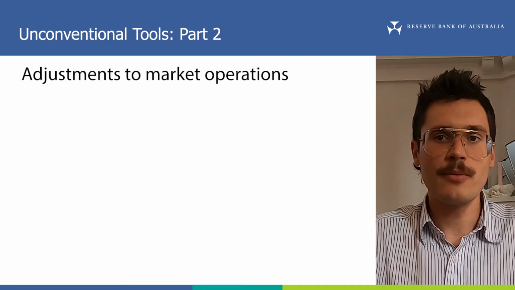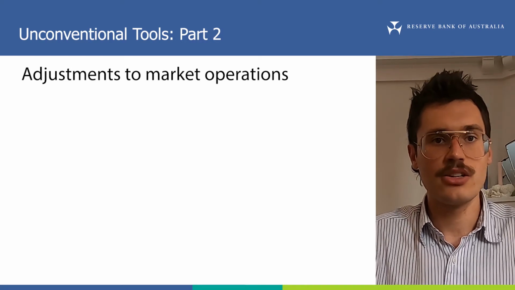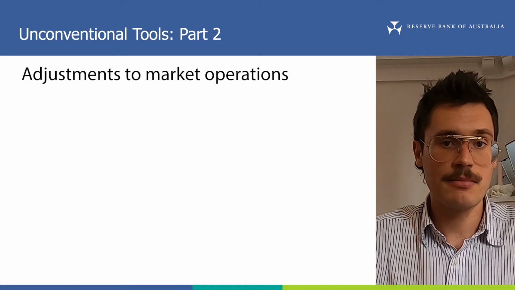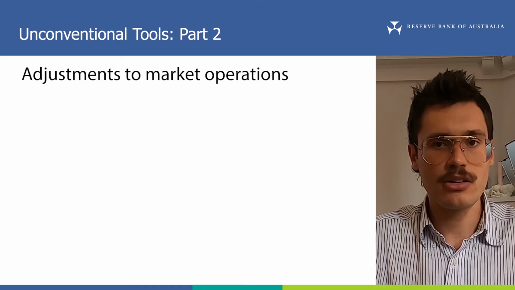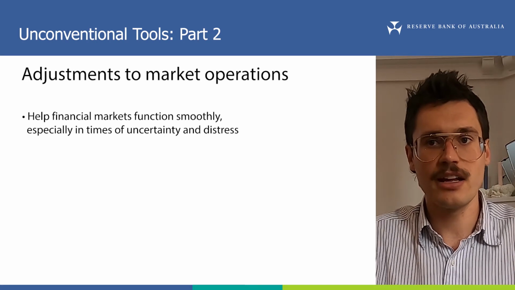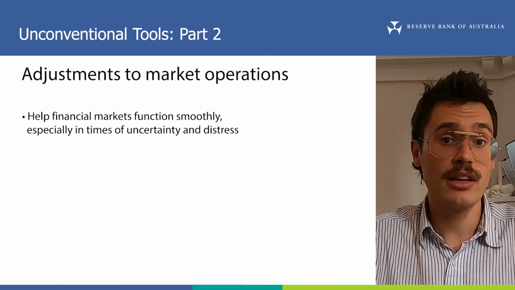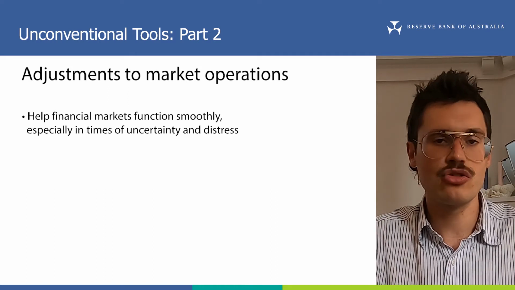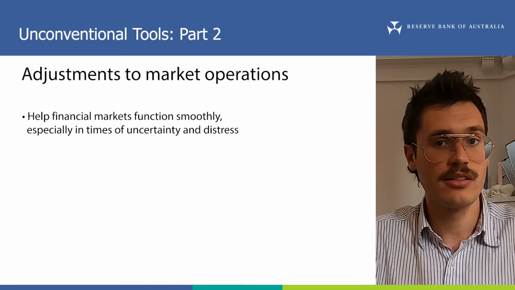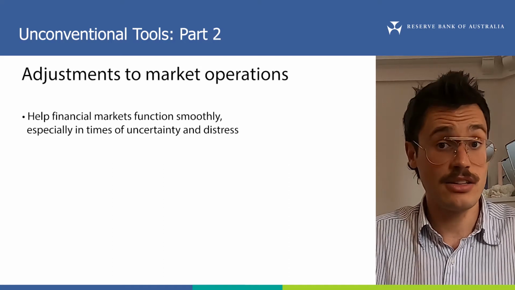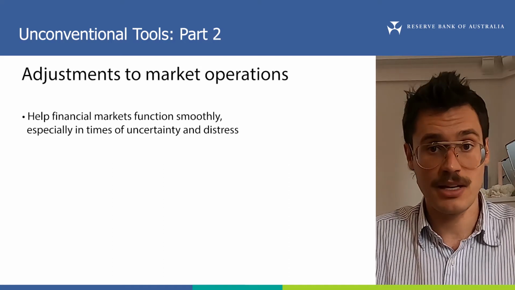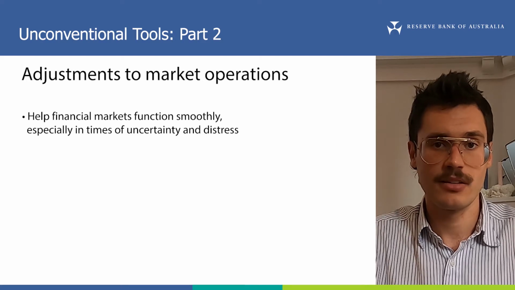So finally, we'll talk about our last unconventional tool, adjustments to the RBA's existing market operations. Market operations can help financial markets keep functioning smoothly, especially during times of extreme uncertainty and distress. One recent example is the initial spread of the COVID-19 pandemic in March 2020.